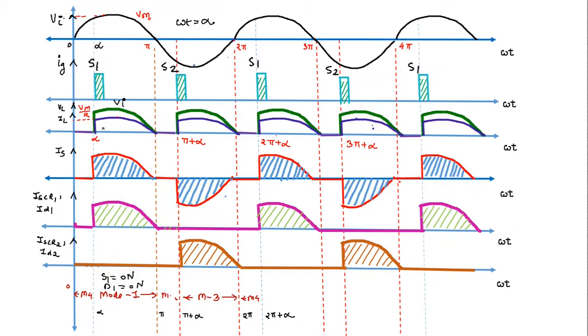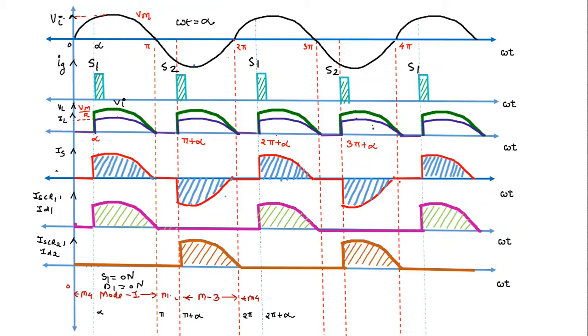But as we are using a resistive load, the load current and load voltage will be in phase with each other. That means the shape of both waveforms will be the same, as you can see, but the amplitude of the load current waveform will be Vm by R. That means the maximum voltage of the voltage waveform divided by the resistance value R. So the amplitude will be equal to Vm by R for the load current.